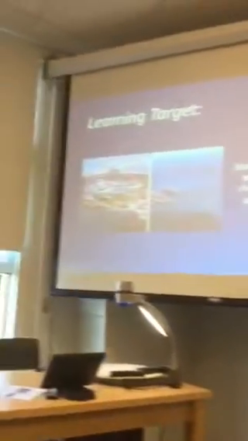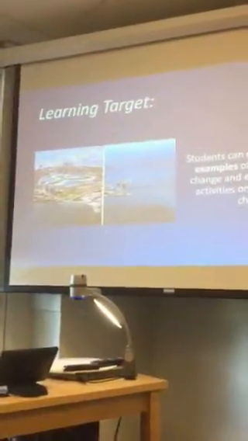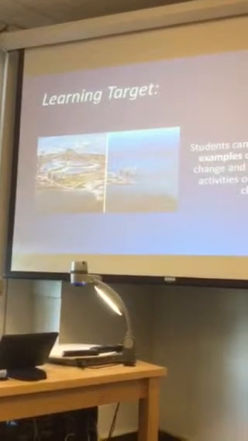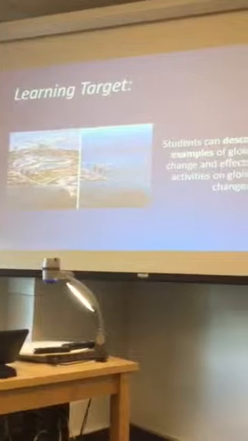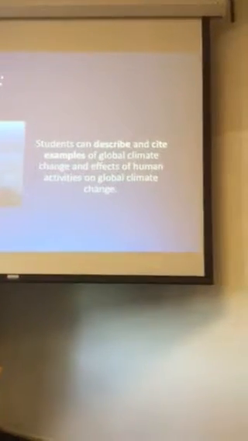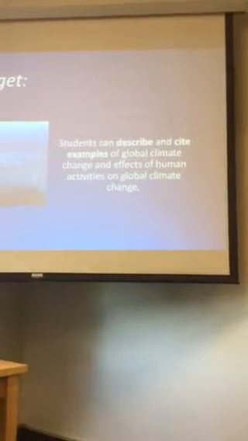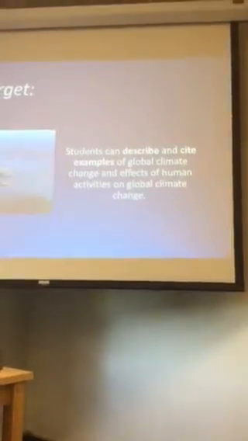So our learning target today, can anybody read this for me? Alyssa. Students can describe and cite examples of global climate change and effects of human activities on global climate change. Okay, so we just went over one of the bold words, describe, but the other one is cite examples. Alyssa, since you just read it for us, can you tell us what it means to cite examples? When you're finding proof within paper or anywhere else. Perfect. Supported. Yeah, so you would use something that has support from somewhere else.